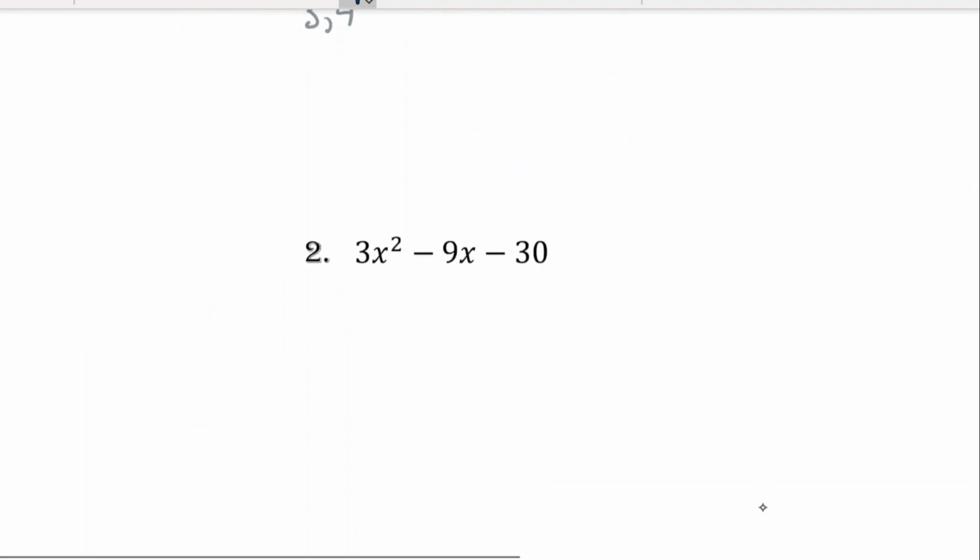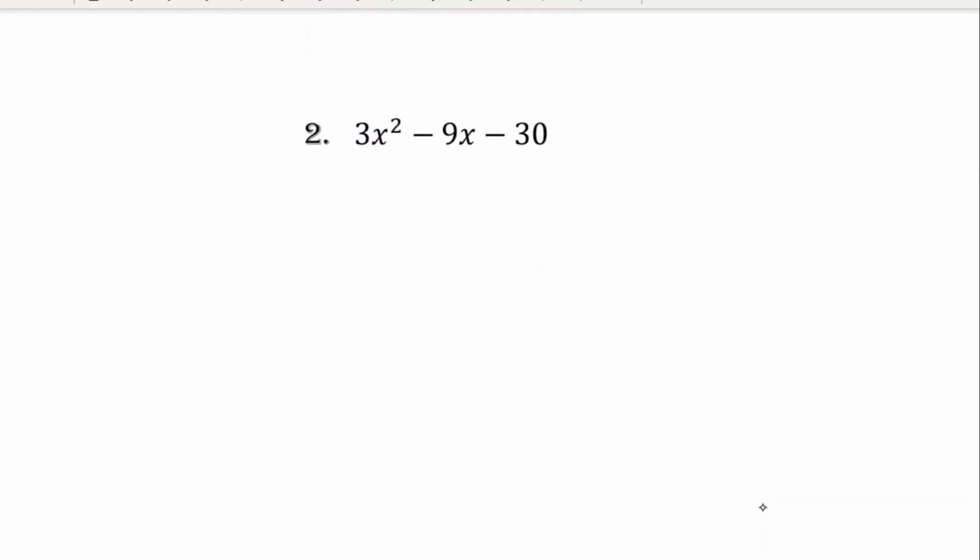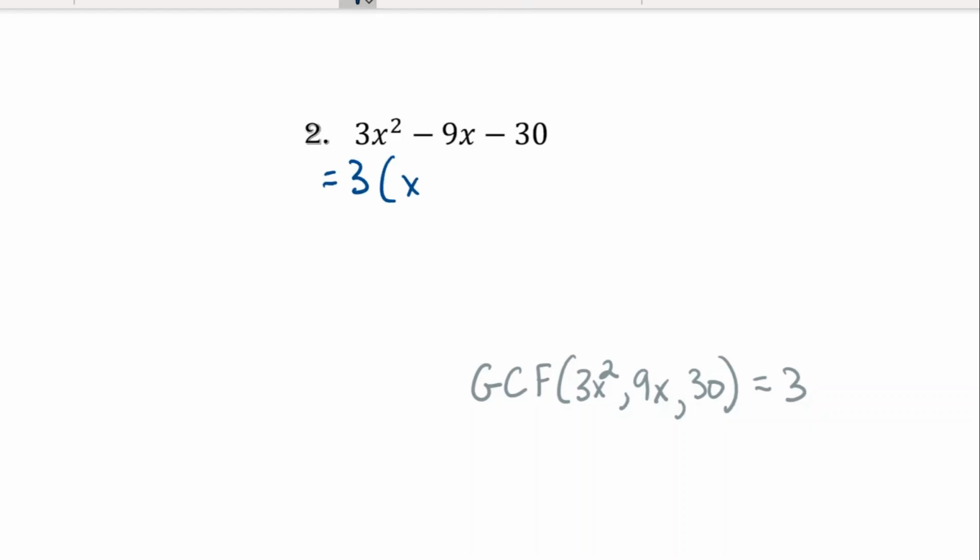Let's do another one. Okay. So, as I was saying earlier, always try and GCF before you get started with any of these techniques. So I can see here that the GCF of 3x squared, 9x, and 30 is 3. I can take that out. So I'm going to put that 3 out front. So I end up getting 3 times x squared, 3 times negative 3x, and 3 times negative 10.